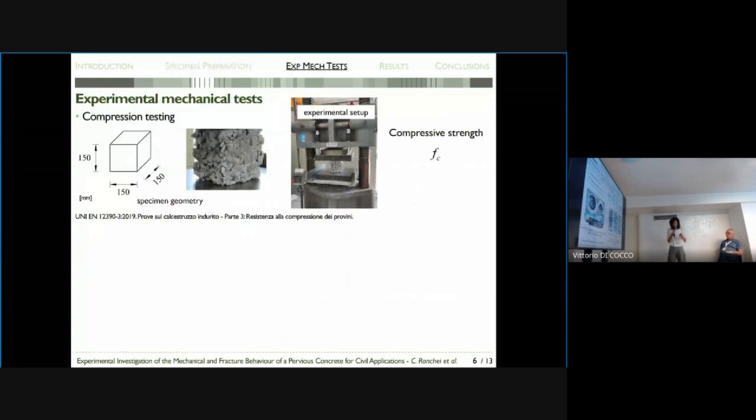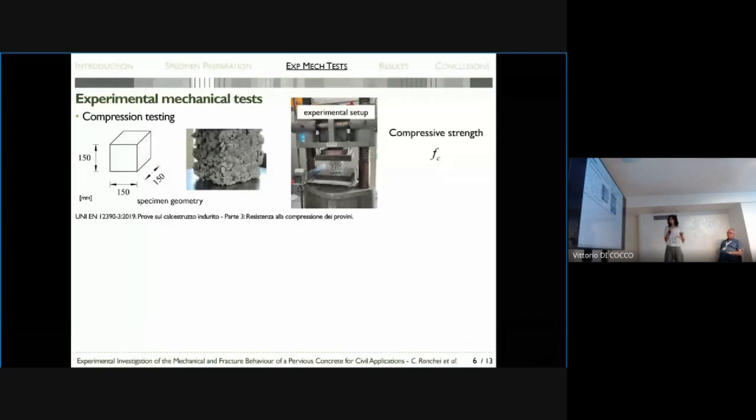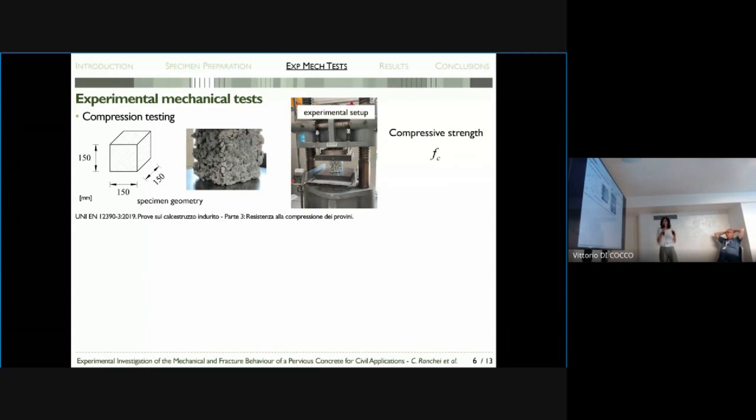The mechanical properties and the structural toughness are experimentally investigated after about 28 days of curing. The compressive strength fc is determined by performing compression testing complying with the present UNI standard. The 5 tested specimens are cubes with the nominal geometrical sizes recorded in this figure, and each test is performed until failure under load control by using an electromechanical press.